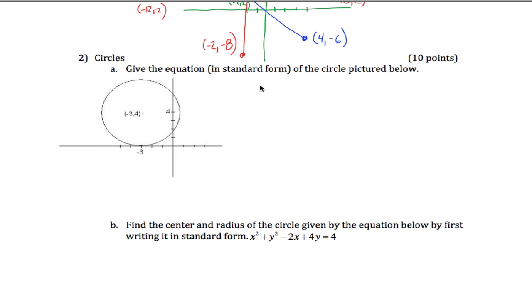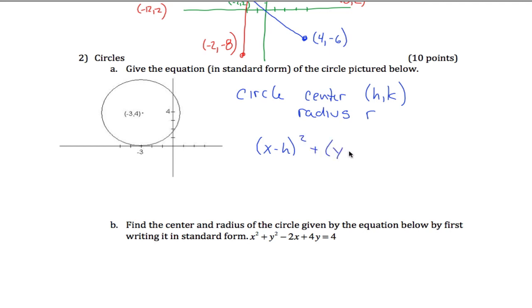Part 2: give the equation in standard form of the circle pictured below. What you need to know is that for a circle with center (h, k) and radius r, the standard form is (x minus h) squared plus (y minus k) squared equals r squared. So this is our standard form with all variables.